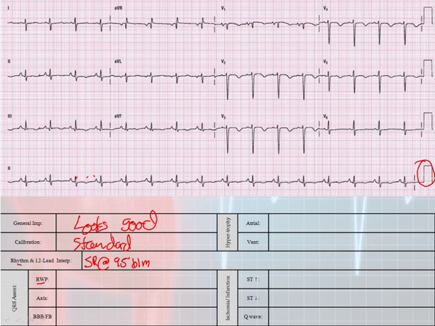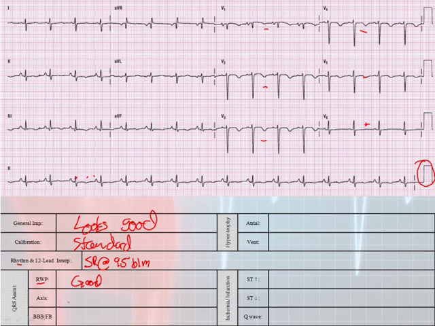R wave progression through the precordial leads is negative, negative. This is negative. That's still negative. That's negative. And then we finally have a positive down here. So you could say that this is a normal R wave progression because eventually it becomes positive. It's very late in the transition, though.